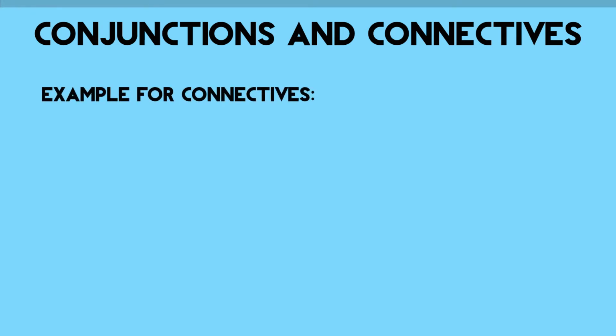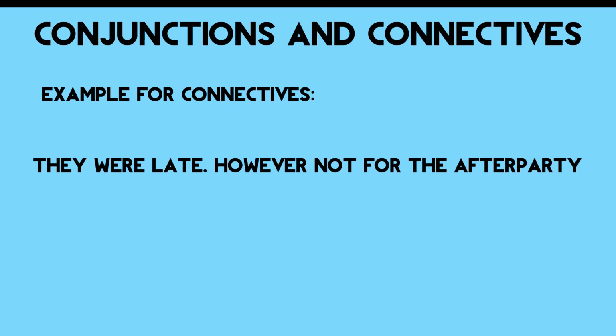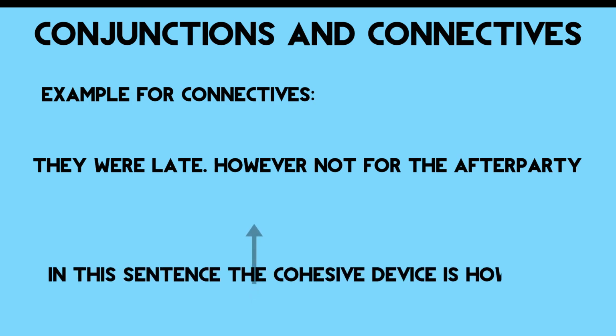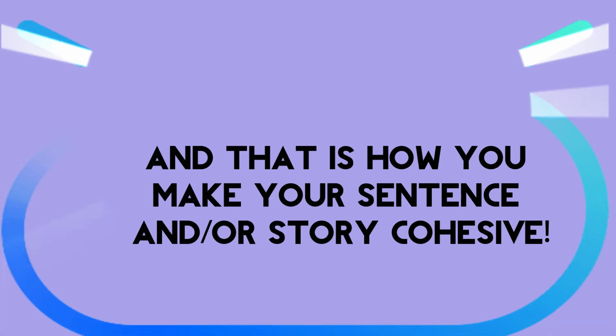Connectives, for example, they were late, however, not for the after party. In this sentence, the cohesive device is "however". And that is how you make your sentence and/or story cohesive.